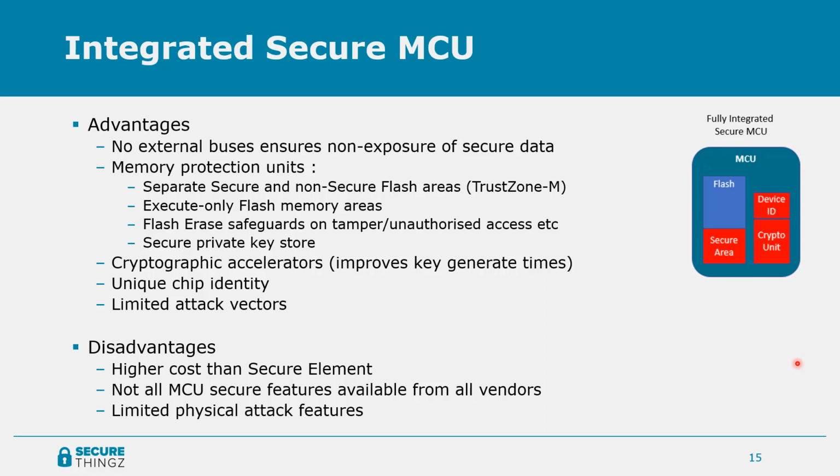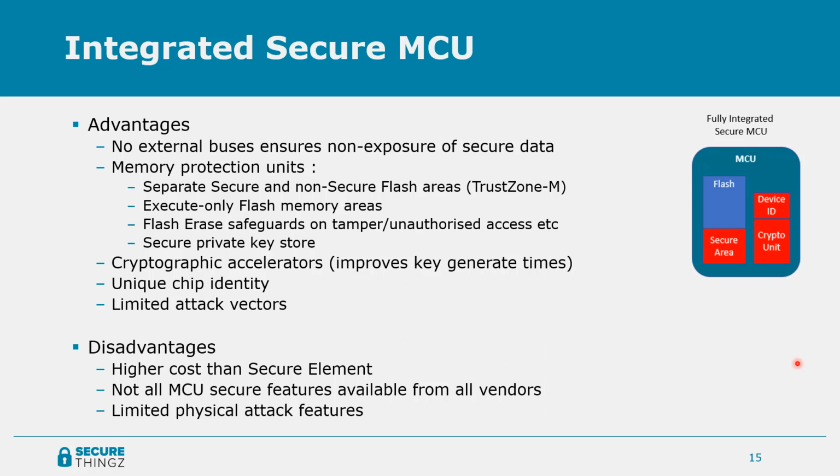Again, no external buses, so no exposure of secure data. Usually they incorporate lots of memory protection units, so separate secure and non-secure flash areas. An example of this is TrustZone. Execute-only flash memory areas are sometimes incorporated. Flash array safeguards for tamper and unauthorized access checking, and a secure private key store, very important for allowing identity to be programmed into the device. Oftentimes they will have some cryptographic accelerators, sometimes limited. They will have unique chip identities, a silicon ID, and again limited attack vectors.